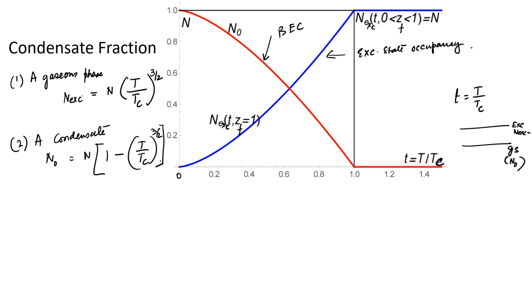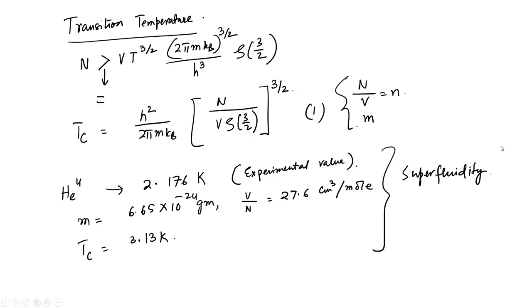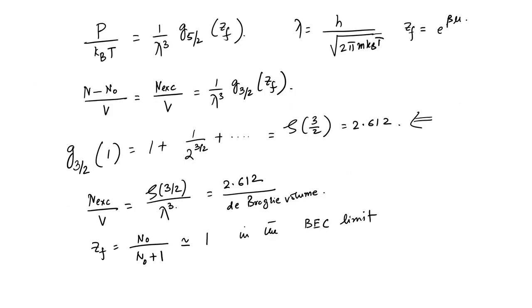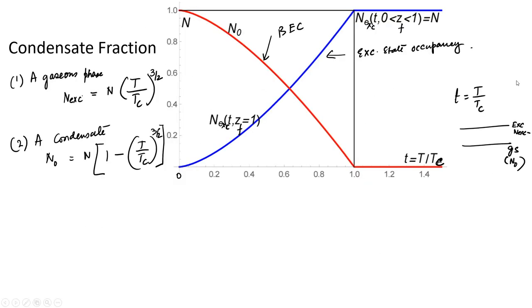It is important to get this exponent 3 by 2, because this exponent can be easily seen from this lambda cube dependence, which we have shown here. You see that there is a lambda cube dependence, lambda goes as T to the power minus half. So, 1 by lambda cube goes as T to the power 3 by 2, and that is where the 3 by 2 fraction comes in.